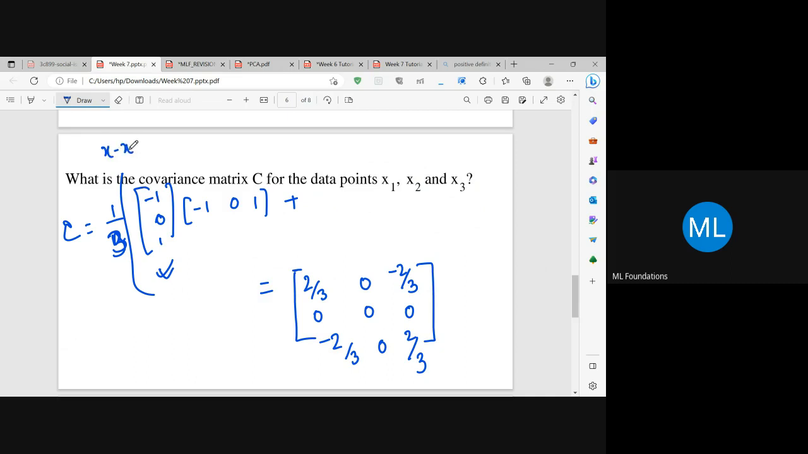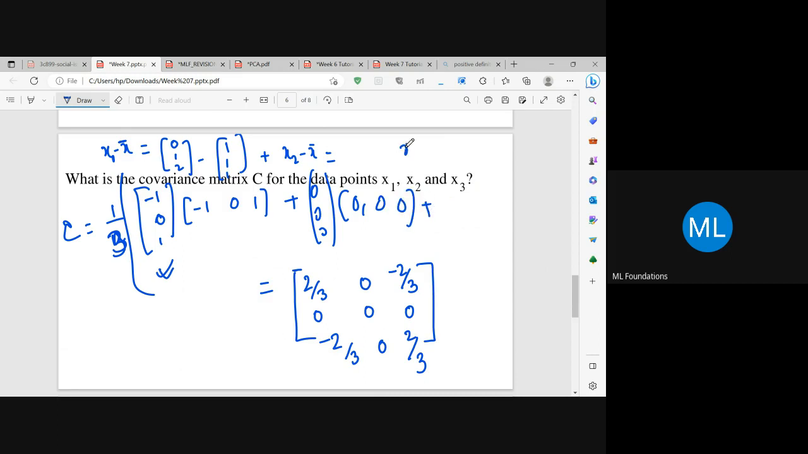So how are you doing it? x minus x bar is there. So x1 minus x bar. x1 is 0, 1, 2 minus 1, 1, 1. So you'll be doing 0 minus 1 is minus 1, 1 minus 1 is 0, and then 2 minus 1 is 1. Okay. And similarly, you are doing x2 minus x bar. x2 is 1, 1, 1. x bar is also 1, 1, 1. So you'll be getting 0, 0, 0. Similarly, 0, 0, 0. Right?